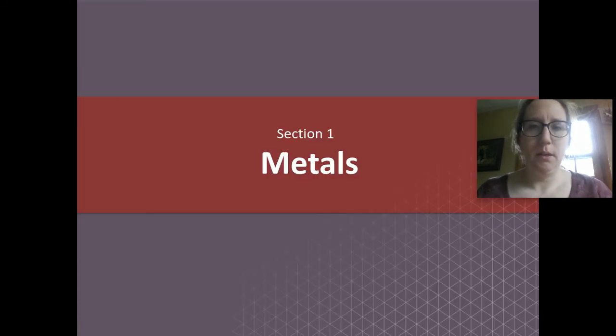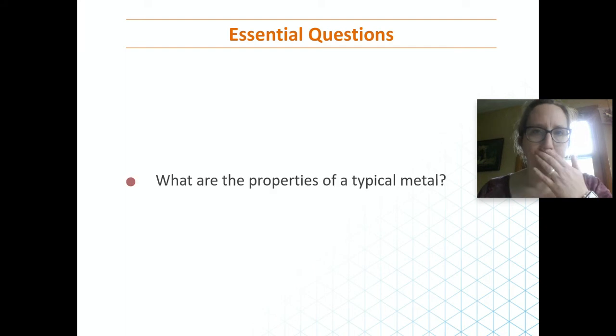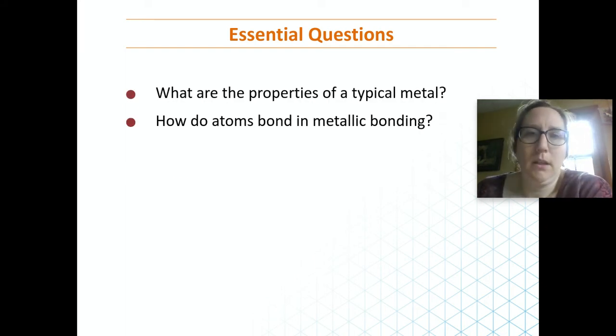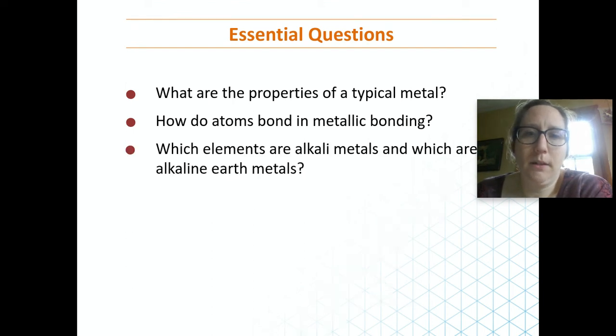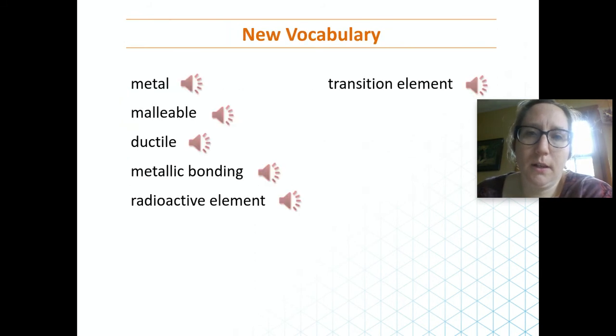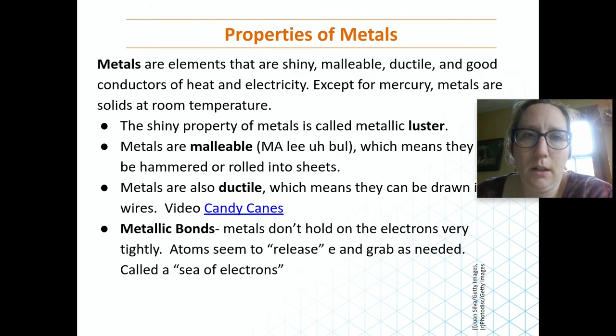Okay, so section 1, metals. The questions here are: what are the properties of a typical metal? How do atoms bond in metallic bonding? Which elements are alkali metals and which are alkaline earth? And what are some common uses of the transition elements or transition metals? Okay, so there's your vocabulary. This is super duper duper important.